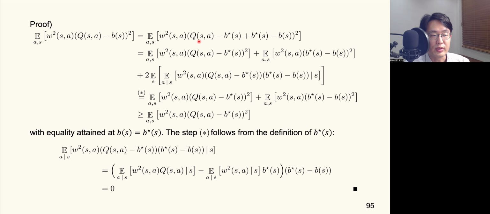Then what I'm going to do is square the first part, square the second part, and then keep the cross term. Okay, so then this second equality step also follows from elementary distribution of products.